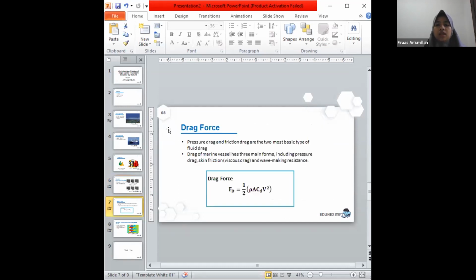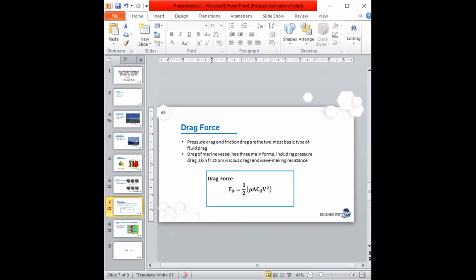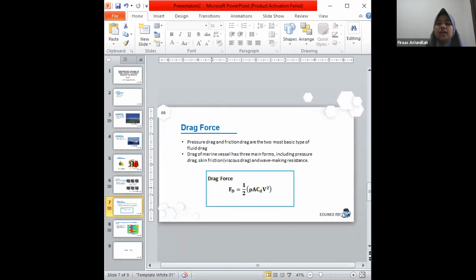Okay, drag force. The pressure drag and friction drag are the two most basic types of fluid drag. And then drag of a marine vessel has three main forms, including pressure drag, and then skin friction or viscous drag, and the last one is wave making resistance. This is the drag force.